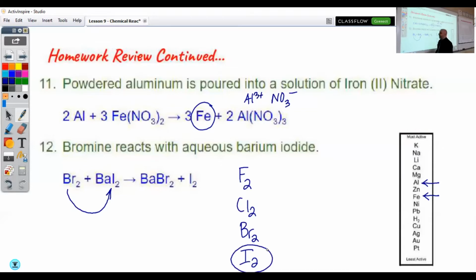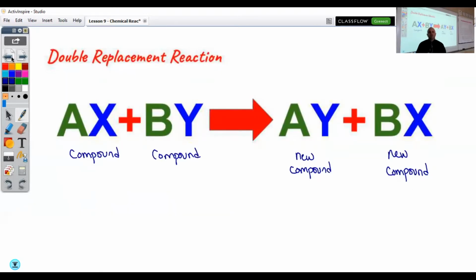So we will have a reaction here so that iodine ends up by itself. So bromine will replace the iodine. They have the same charge, so the formula is going to look very similar, BaBr2. And you can see here that iodine ends up by itself. So as you can see behind me, when we have a double replacement reaction, two compounds will react, forming two new compounds.